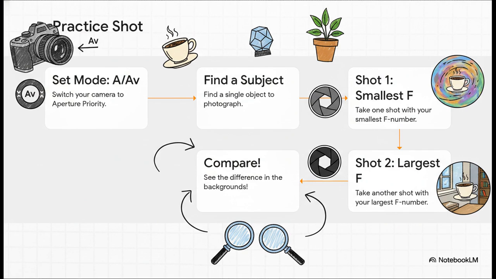Okay, homework time. And I mean right now. Pause this. Go grab your camera. Switch that dial to aperture mode, A or AV. Now just find a subject. Anything works. A book on your desk, a plant, a coffee mug. Take one shot using the absolute smallest F number your lens can do. Then, without moving, take another shot with the largest F number. Now just compare those two photos on your screen. You will see the magic happen right before your eyes.